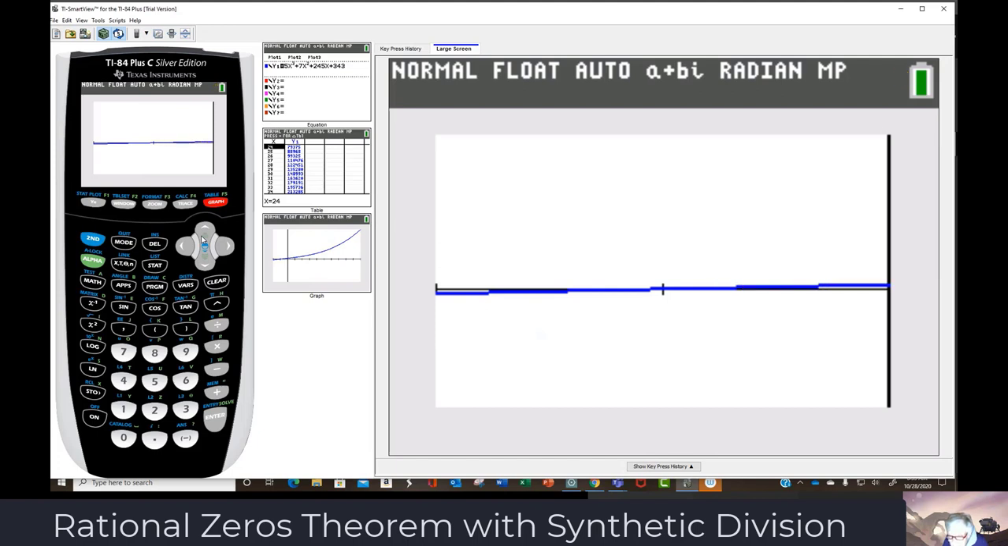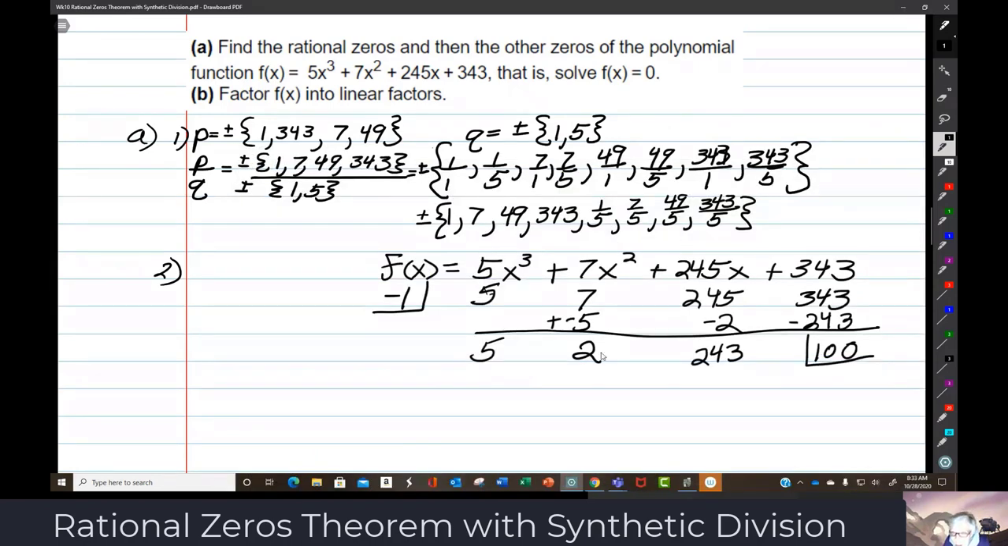Isn't that cute? It looks to me like it crosses somewhere in here. So what do we have that might be a fraction? 7/5 is 1 2/5. We could try 7/5, negative 7/5. If that doesn't work, I'm going to say there are no rational zeros. But let's try that.